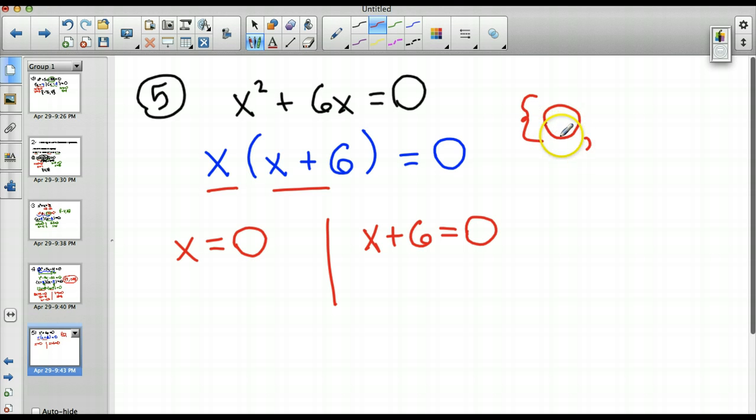Okay, this is going to touch the x-axis at the origin, at 0, 0. The other, x plus 6 equals 0, just means x could also be negative 6. So your two solutions for this problem are 0 and negative 6.